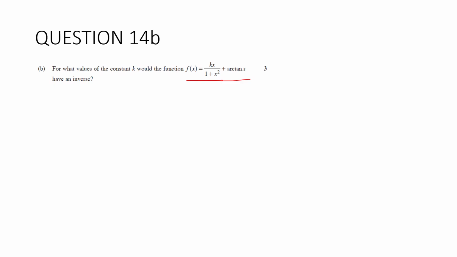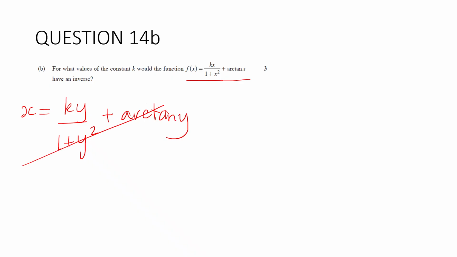If you have a look at it, we would have x is equal to ky over 1 plus y squared plus arctan y, and there's no way to make y the subject. We're not actually even going to get a mark for doing that. So we've got to think about, what does it mean for a function to have an inverse?